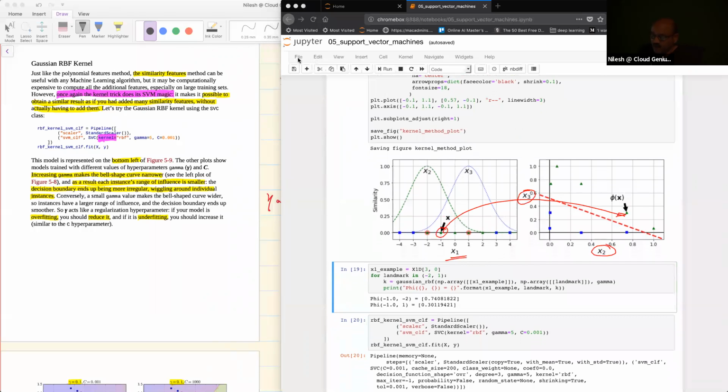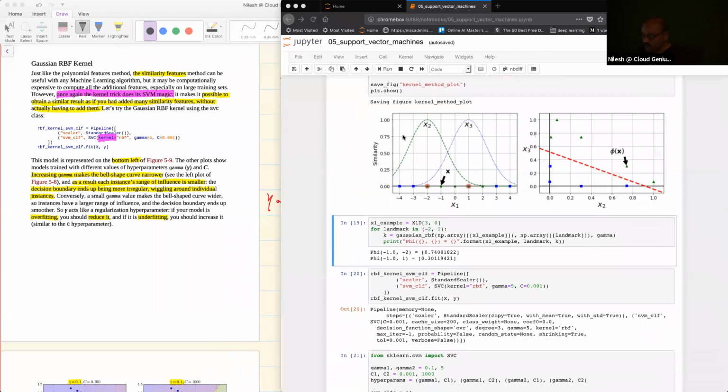And with that, I will execute the next step. And in the next step, you will see that it is actually coming up with, what is it calculating here? Print phi. Phi is what?